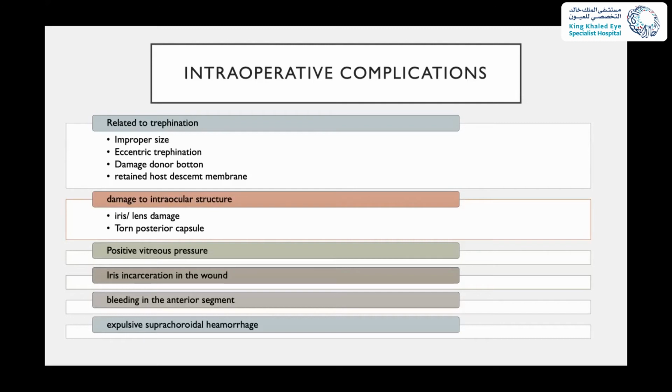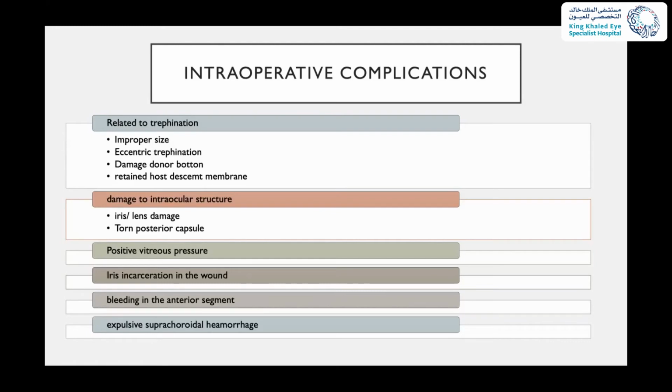Another complication is when you damage the donor button using the trephination, or when the host trephination is incomplete, which may lead to retained host descemet membrane, which might affect the endothelial cell integrity post-operatively. Another complication is damage to the intraocular structures like the iris or the lens, either by the trephination itself or by intraoperative manipulation, since this is an open sky procedure.